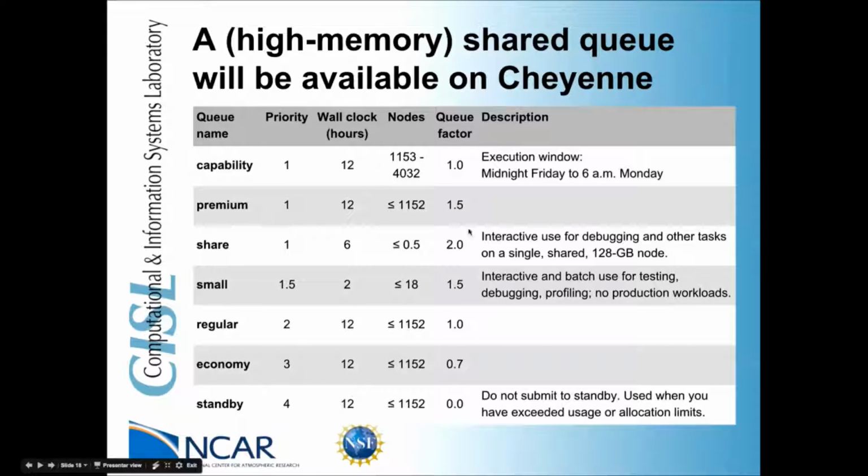There's a share queue, which is a new addition. Now, this allows for interactive use for debugging and other tasks on a single shared 128 gigabyte, so high memory, node. Now, you can't request a whole node here. That's why it's called shared. This would be a node that you'd be on that would be shared among other users. But it's a good place to do these small tasks.